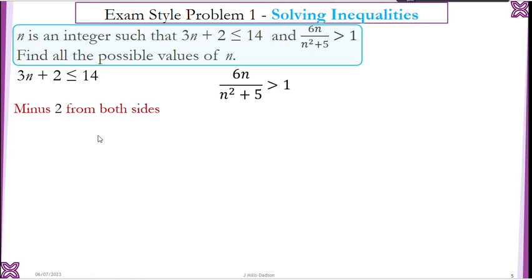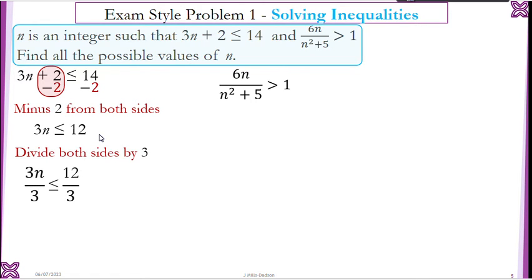So let's solve the first one. 3n plus 2 is less than or equal to 14. So we solve it the way we do equations. So we minus 2 from both sides. So we have 3n is less than or equal to 12. Then to find what n is, we divide both sides by 3. And when we do that, we end up having n is less than or equal to 4. So that is one inequality solved.